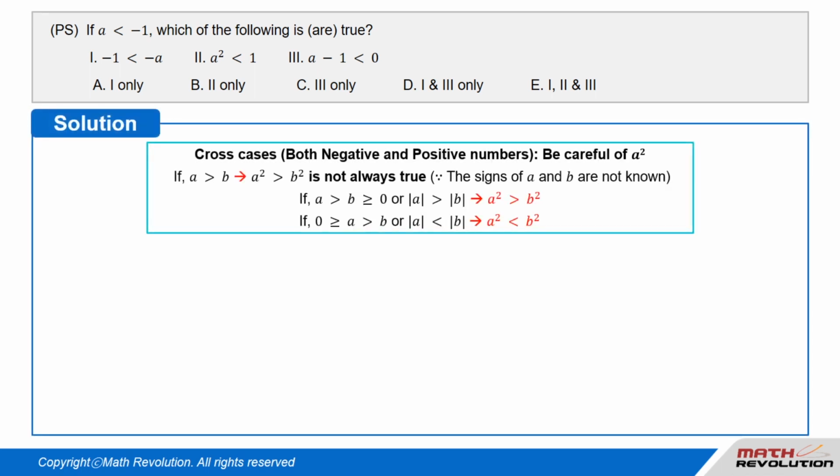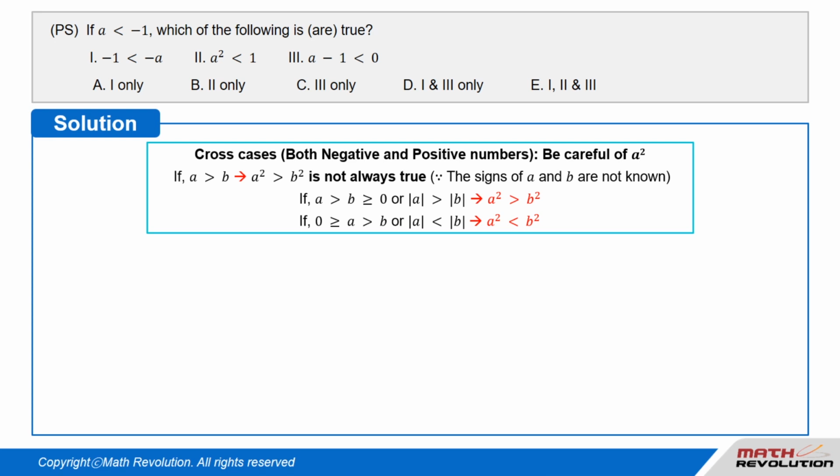Solution. Cross cases, both negative and positive numbers. Be careful of a squared. Always be careful when dealing with negative numbers, including the cross multiplication cases, which are related differently to positive numbers and negative numbers. If we are given that a is greater than b, we cannot apply the rule a squared is greater than b squared, as we are not aware whether a and b are positive or negative.